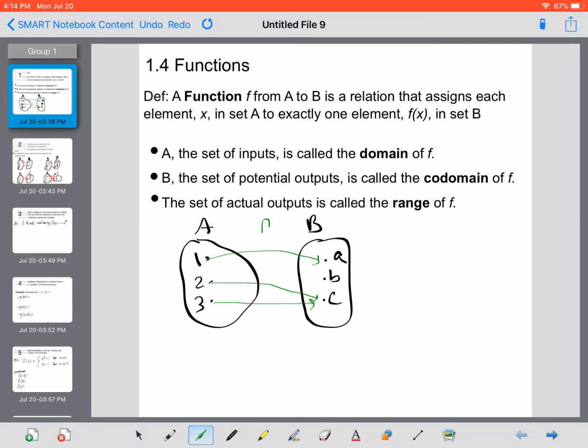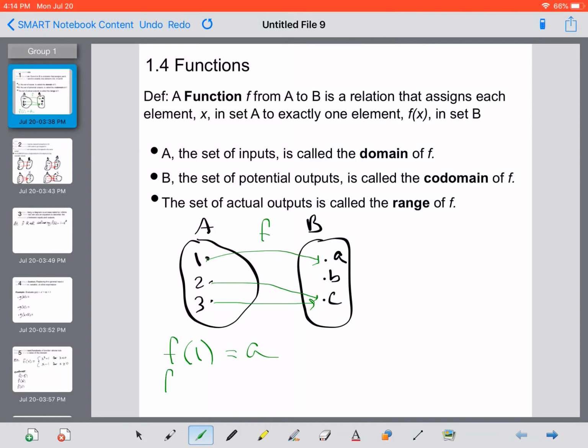These arrows represent where f is sending each element in A, to where that element is being mapped to in B. Because the element 1 in A is mapping to the element little a in the set B, we would write that f of 1 is equal to a. That's what this notation means. It means this function f is mapping the element 1 to the element little a.